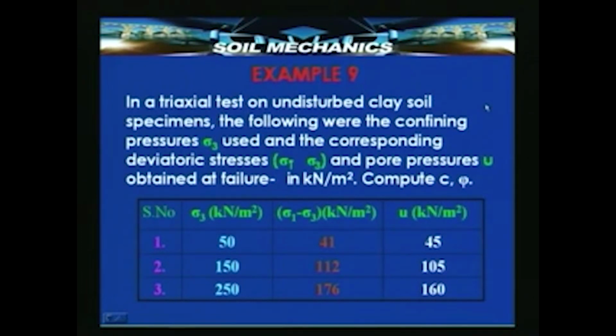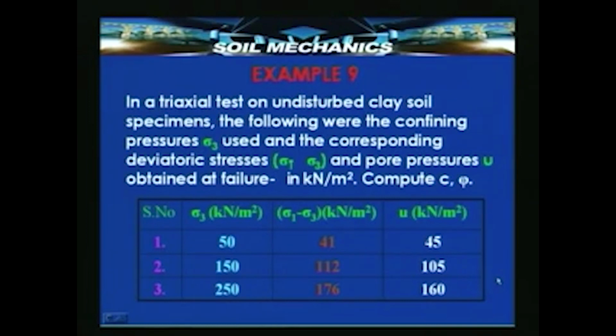Here again a triaxial test, an undisturbed clay sample, and the confining pressures used were the same, 50, 150 and 250 kilonewton per meter square as in the previous example, but the deviatoric stresses are different: 41, 112, 176, and the pore pressures were measured. The pore pressures at failure are 45, 105 and 160.